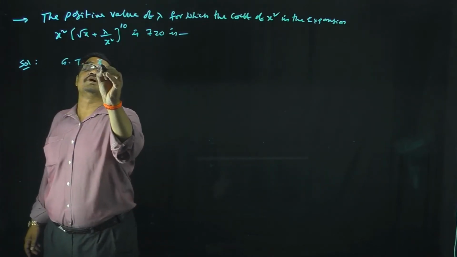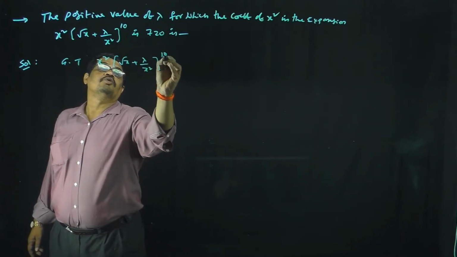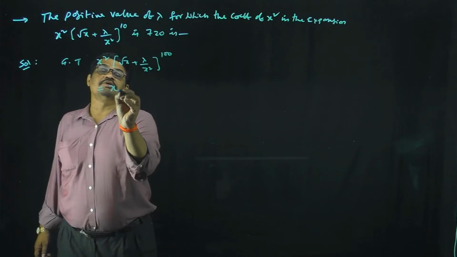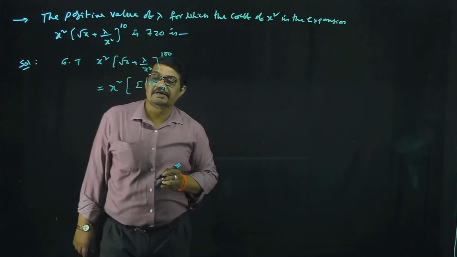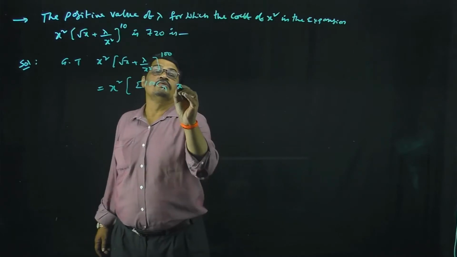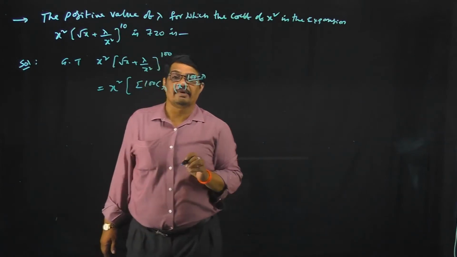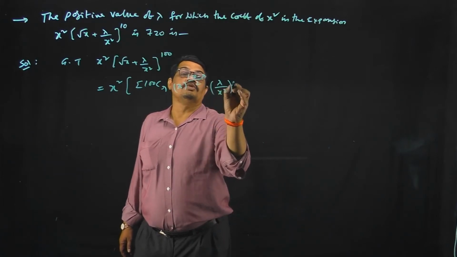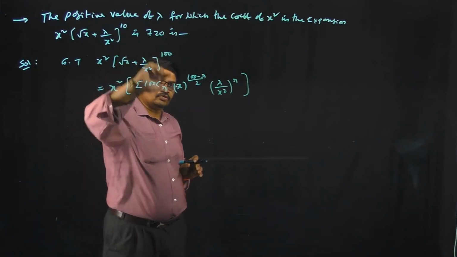So here the given expression is x square into root x plus lambda by x square whole power 100. Now we are writing this in sigma notation. Here x square sigma 100Cr into root x, that is x power 1 by 2, whole power 100 minus r, that is 100 minus r by 2, into the second term, lambda by x square whole to the power of r. So this is the expansion of root x plus lambda by x square whole to the power of 100.